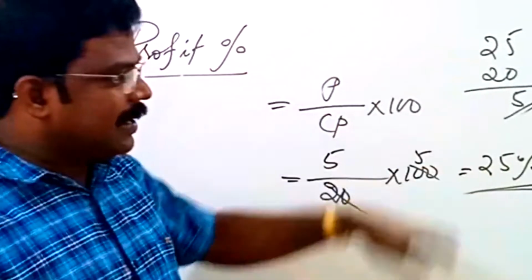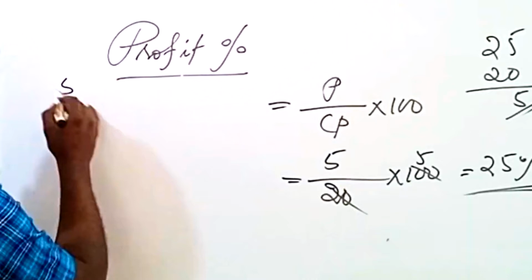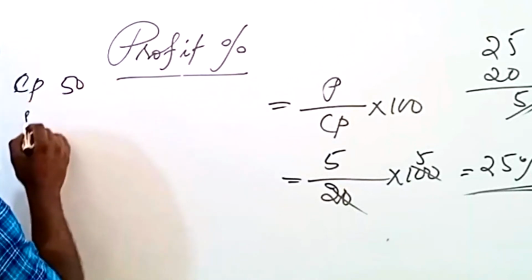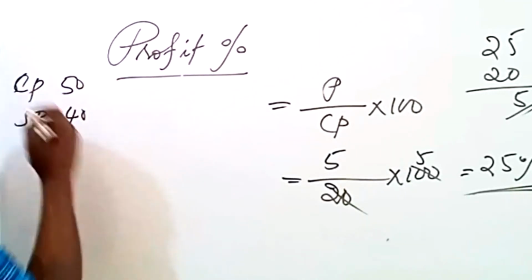Understood. So in the second case that we have seen, 50 rupees was the cost price and the selling price was 40.